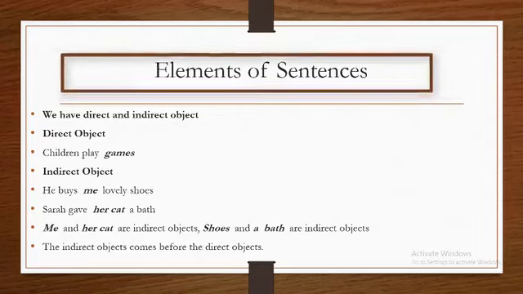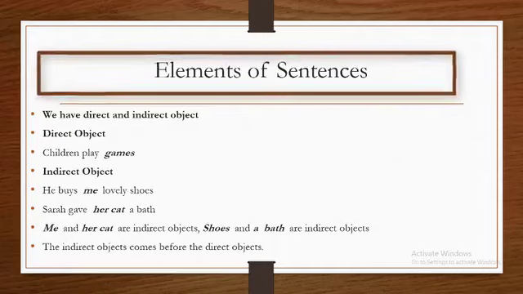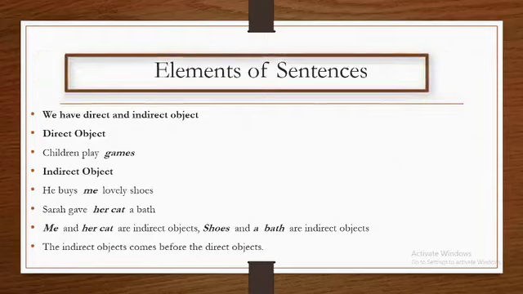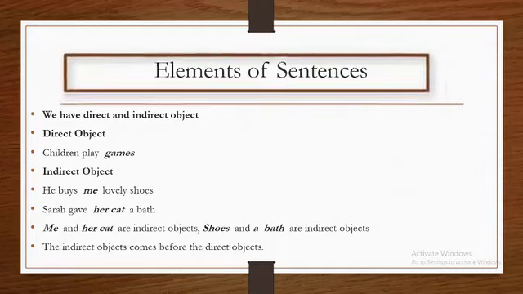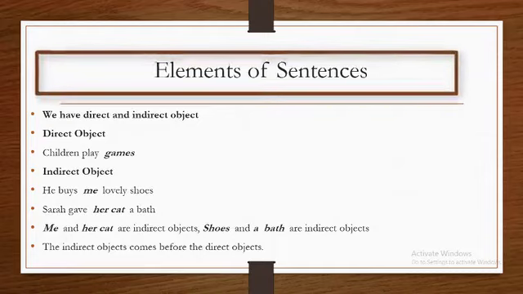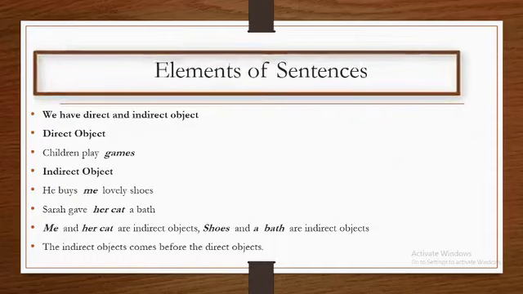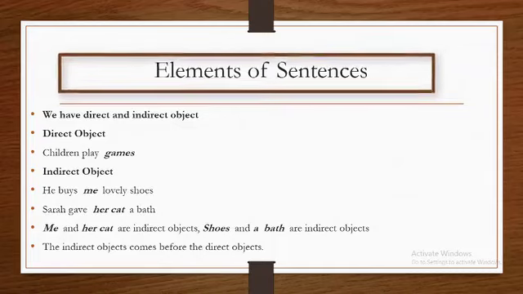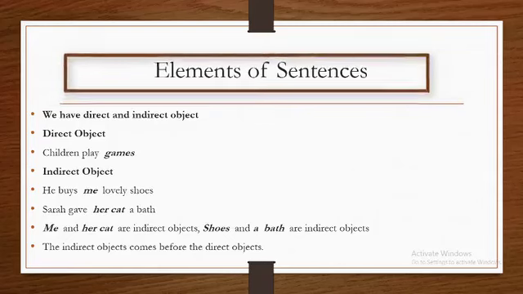Direct objects: children play games. Indirect objects: she bought me lovely shoes. Now, me is the indirect object, and lovely shoes is the direct object. Sarah gave her cat a bath. Her cat is the indirect object. So, we always say that the indirect object comes before the direct object. It's very important to take note of that.